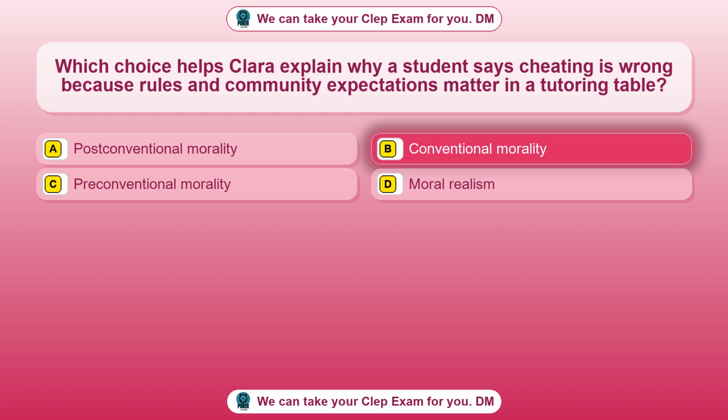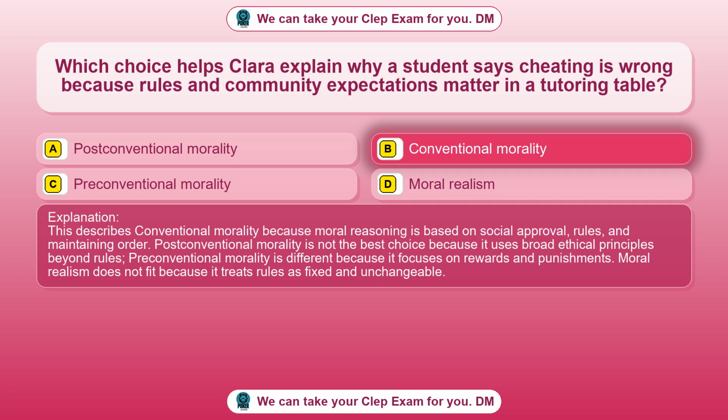Conventional morality. This describes conventional morality because moral reasoning is based on social approval, rules, and maintaining order. Post-conventional morality is not the best choice because it uses broad ethical principles beyond rules. Pre-conventional morality is different because it focuses on rewards and punishments. Moral realism does not fit because it treats rules as fixed and unchangeable.